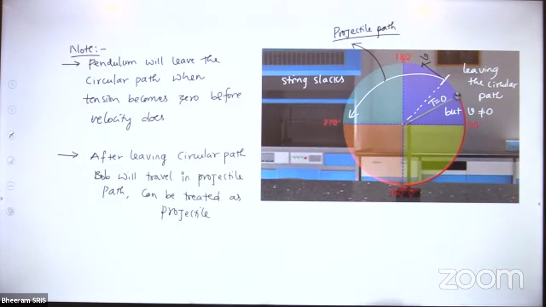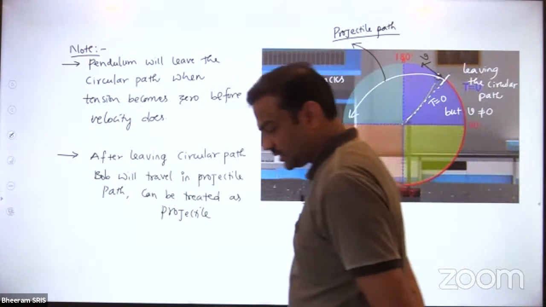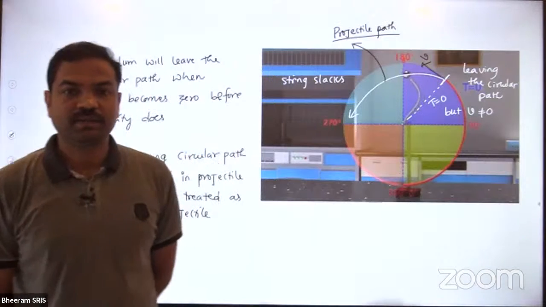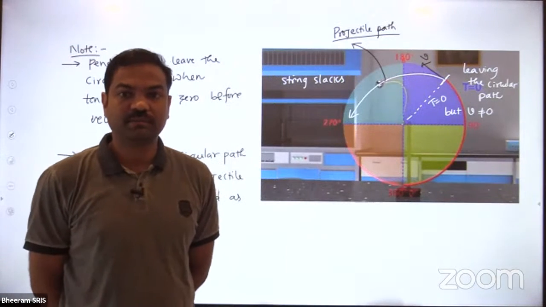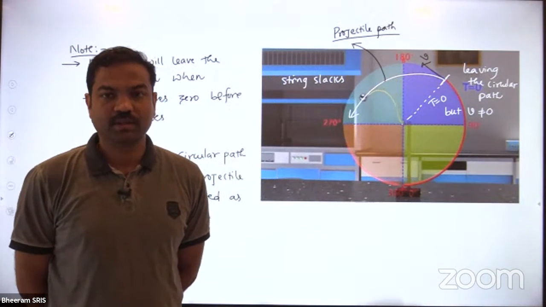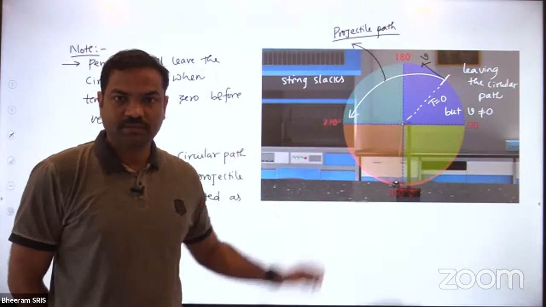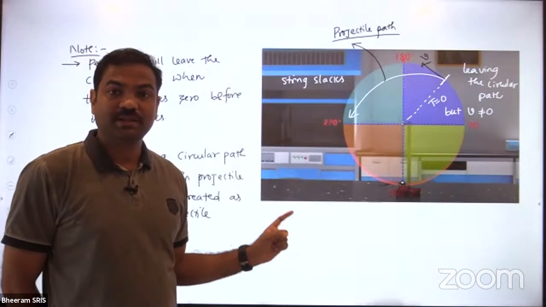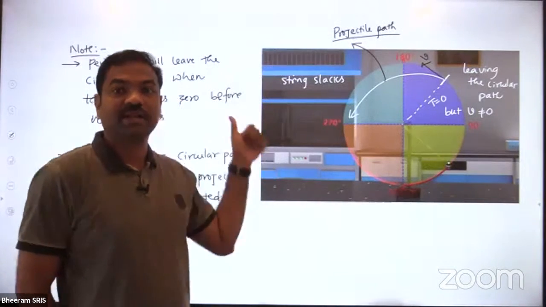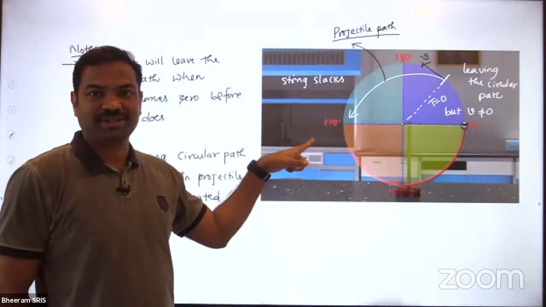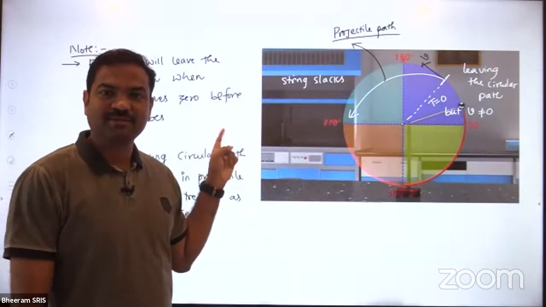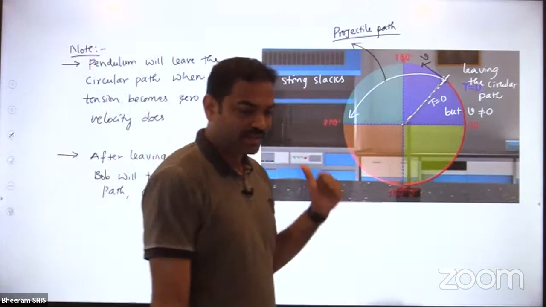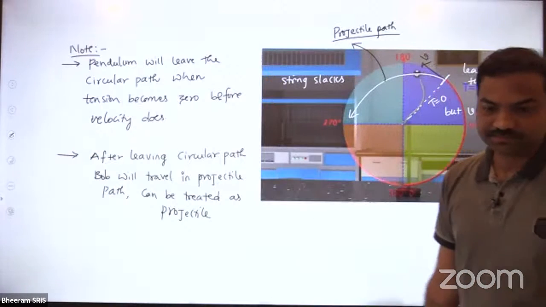So I think you understood the condition for oscillation. What is the condition for oscillation? Condition for oscillation is velocity should be 0 but not tension. Velocity should be 0. Then only it will come back and oscillate. What is the condition for leaving the circular path? Tension should be 0 but not velocity. Reverse. Tension is 0 but not velocity. That is the condition for leaving the circular path.